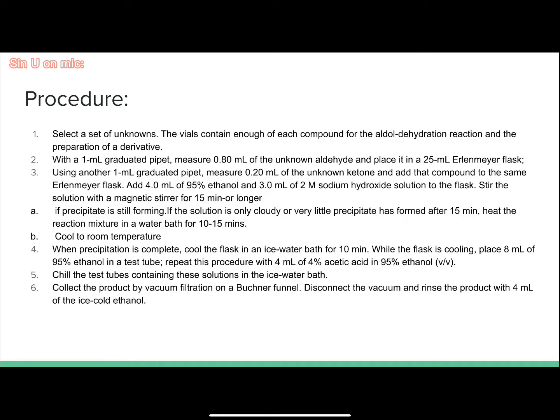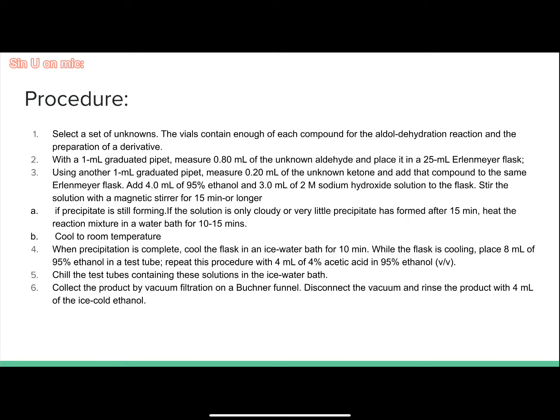The vials contain enough of each compound for the aldol dehydration reaction and the preparation of a derivative. With a 1 ml graduated pipette, measure 0.8 ml of the unknown aldehyde and place it in a 25 ml Erlenmeyer flask. Using another 1 ml graduated pipette, measure 0.2 ml of the unknown ketone and add that compound to the same Erlenmeyer flask. Add 4 ml of 95% ethanol and 3 ml of 2 molar sodium hydroxide solution to the flask. Stir the solution with a magnetic stirrer for 15 minutes or longer.